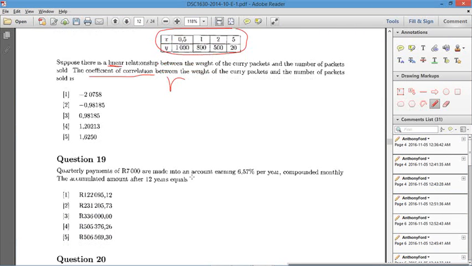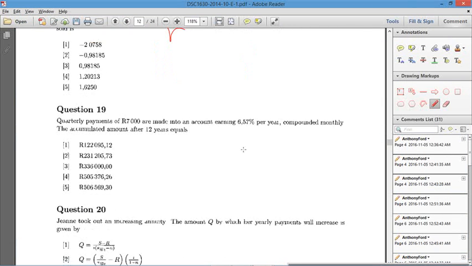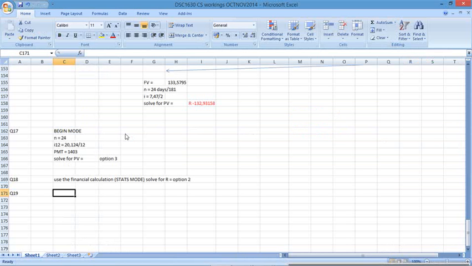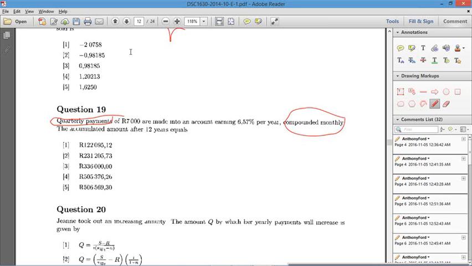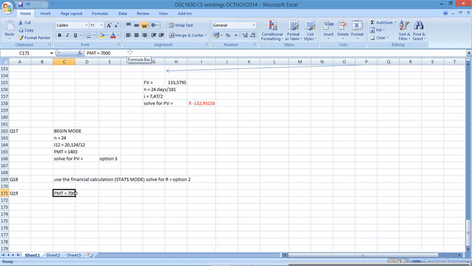Alright, 19 says quarterly payments that are made into an account compounded monthly. Notice compounded monthly, quarterly payments. There needs to be a conversion. Which stands out more than the other? Definitely the payments. So payments are per quarter. $7,000 made into savings accounts.